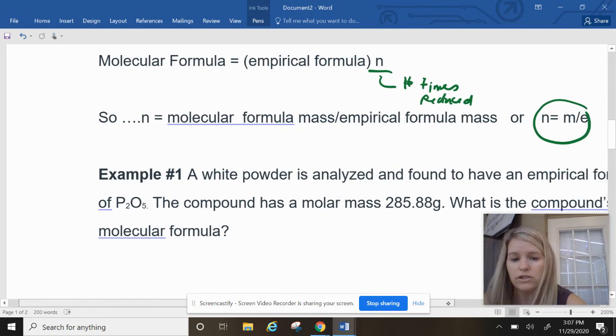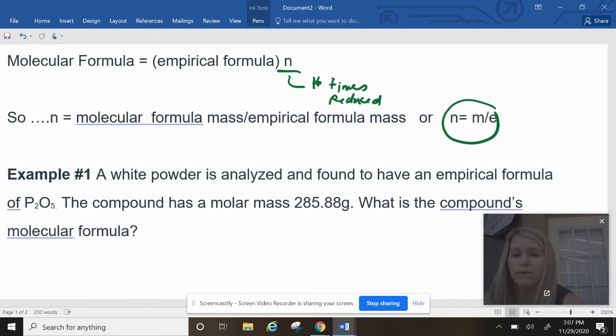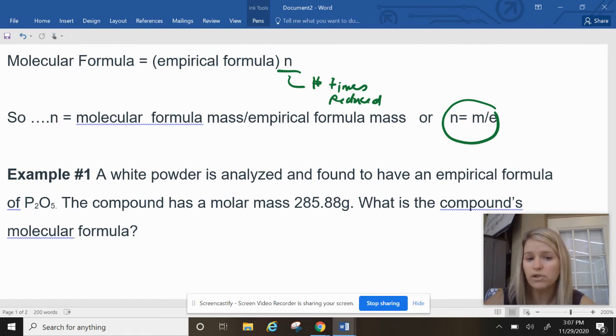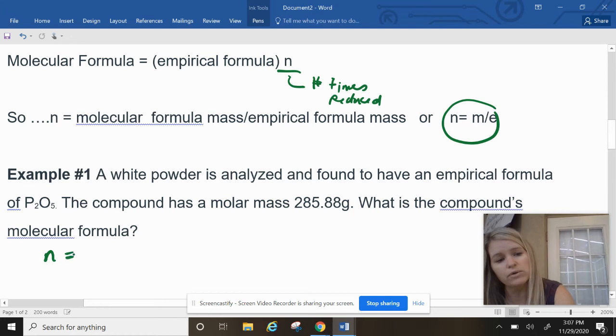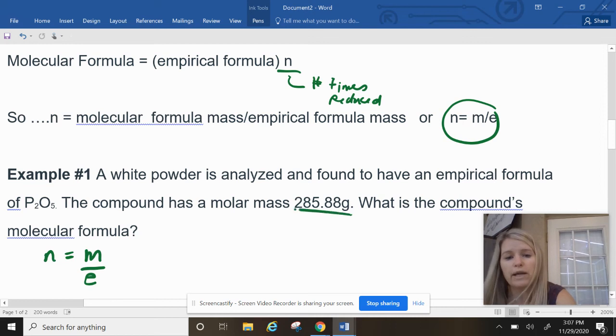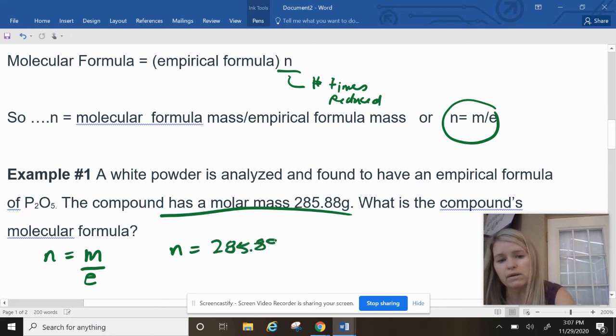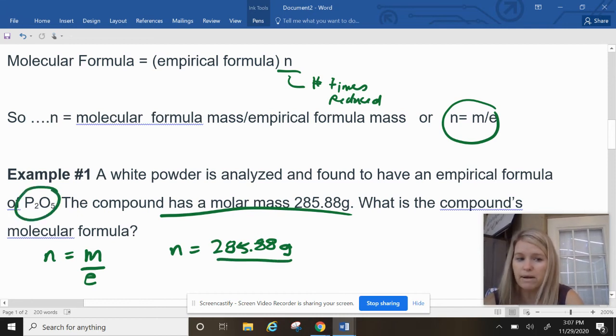This is the type of question I talked to you guys about in class. We have a white powder that's been analyzed to have the empirical formula of P2O5. The compound actually has a molar mass of 285.88. What is the compound's molecular formula? We're going to use n equals M over E. The compound molar mass is the molecular one, so n is equal to 285.88 grams, and we're going to put that over the empirical, so we have to get the mass of that.